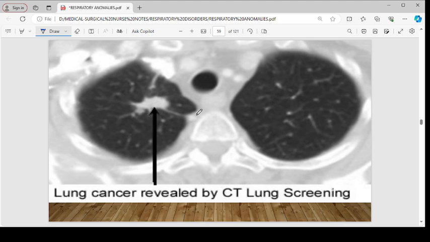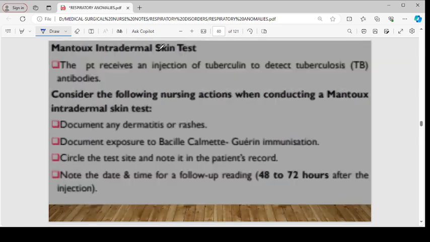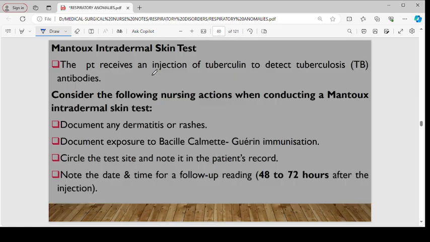So a lung scan can be used to see lung cancer, which has been revealed using the CT scan procedure. For the Mantoux test, the patient is going to receive an injection of tuberculin to detect tuberculosis, TB antibodies. So you have to document any dermatitis or rash.